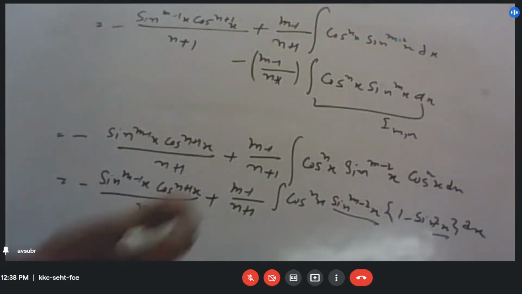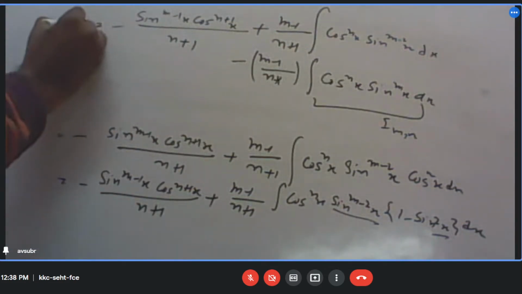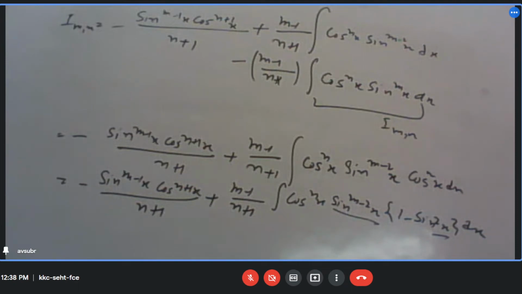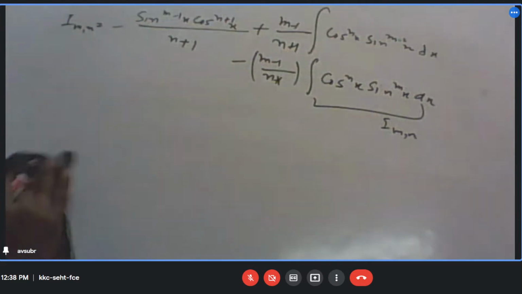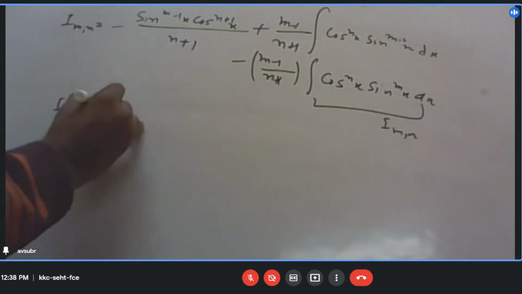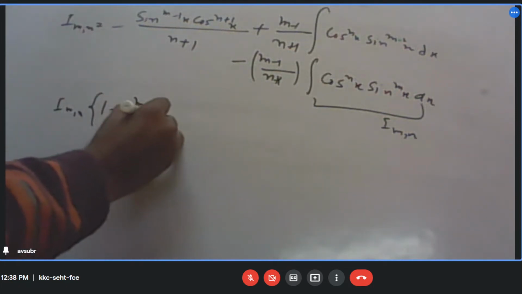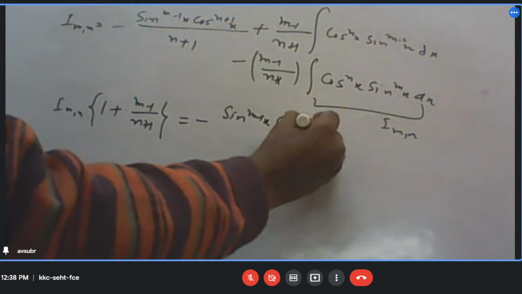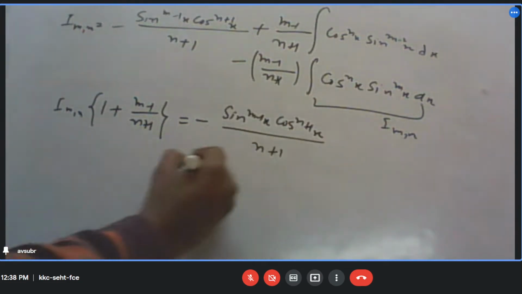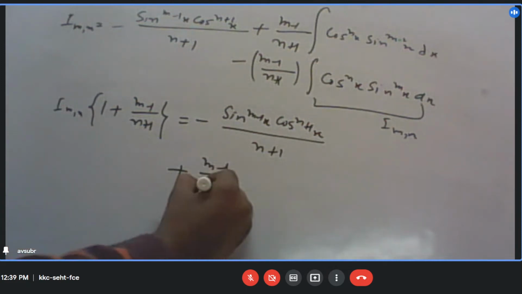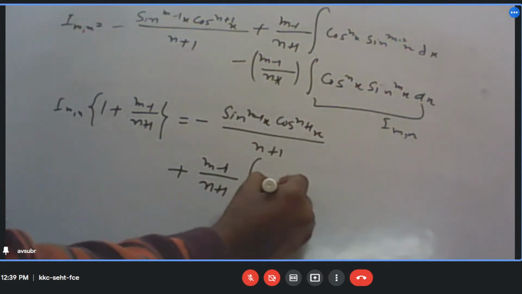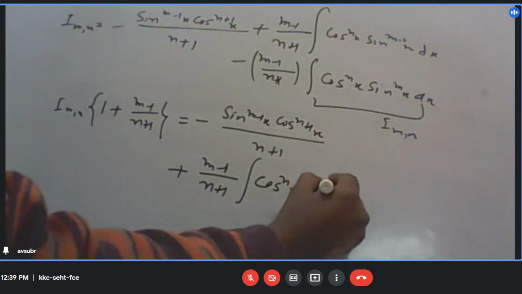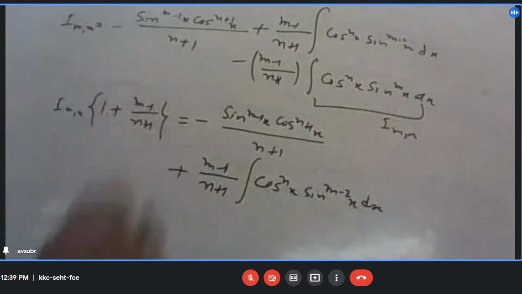isn't it? Yes, sir. So I can bring this whole thing on this side. Okay, I can bring this whole thing on this side. So I m n into 1 plus m minus 1 by n plus 1 is equal to minus sine to the power m minus 1 x cos to the power n plus 1 x by n plus 1, plus m minus 1 by n plus 1 cos to the power n x sine to the power m minus 2 x dx. Is it okay?